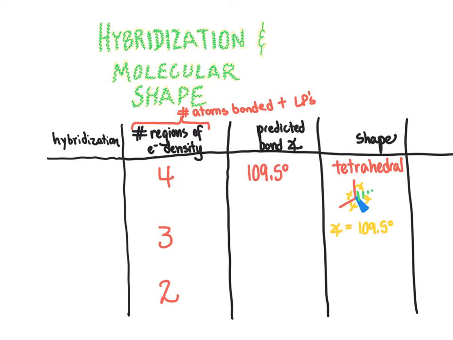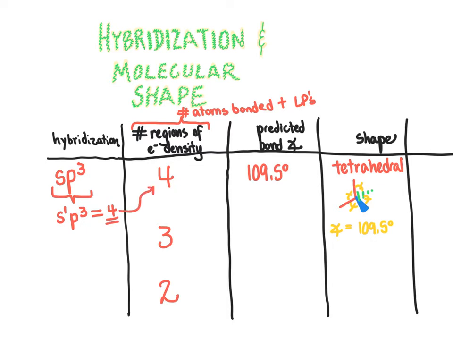Anytime we have 4 regions of electron density, the type of hybridization, or the representation of s character versus p character of the molecular orbitals, is going to be sp3 hybridization. When we say sp3, the way we can relate that to regions of electron density is to think of it as s to the 1 power and p to the 3rd power. If you take all those superscripts and add them together, you get a total of 4, which matches the number of regions of electron density.